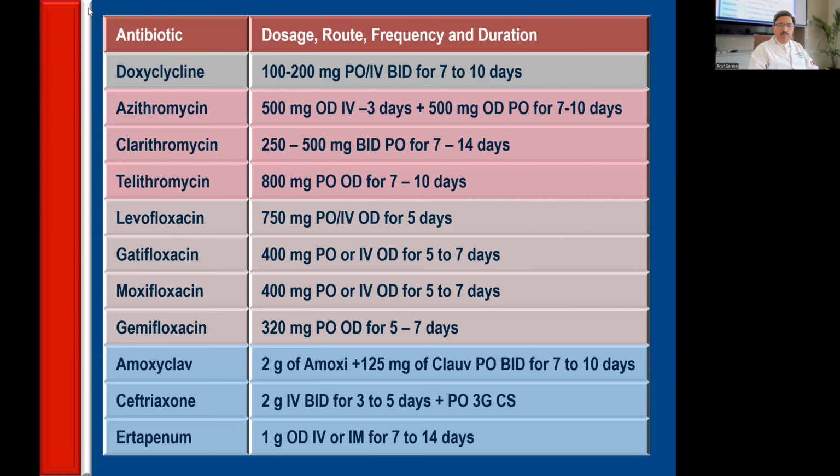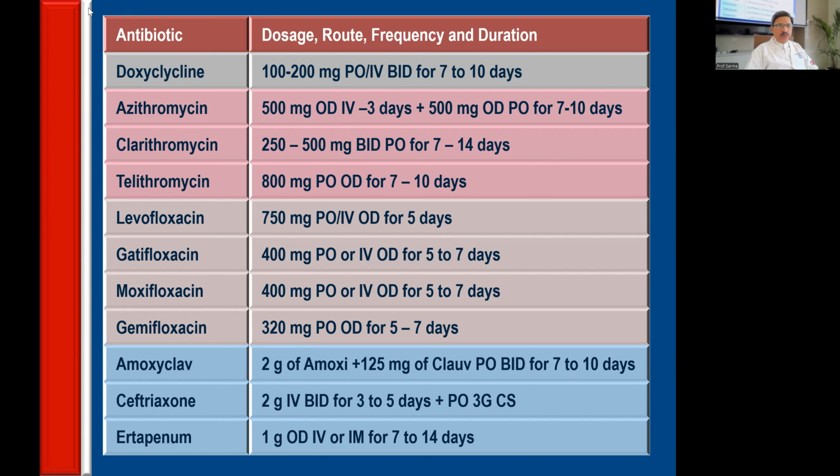Now, I must know what dosage I have to use. Without knowing the dosage, I cannot treat the patient. Doxycycline 100 to 200 milligrams, either oral or IV, BID for 7 to 10 days. Doxycycline generally is used for a prolonged period because it is a less powerful drug. Azithromycin single daily dose 500 milligrams, OD either IV or peroral for 7 to 10 days. Clarithromycin, depending on body weight: less than 50 kilos, 250, more than 50 kilos, 500 milligrams, BID, peroral for 7 to 14 days.